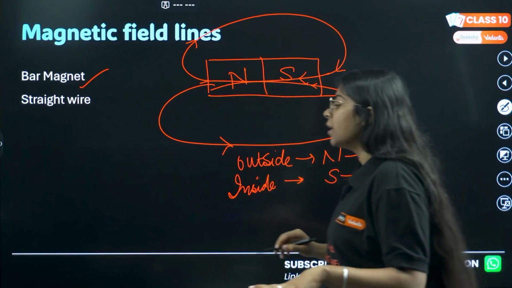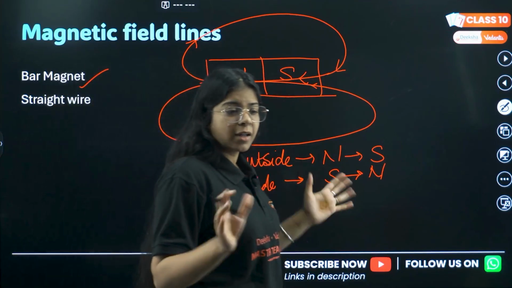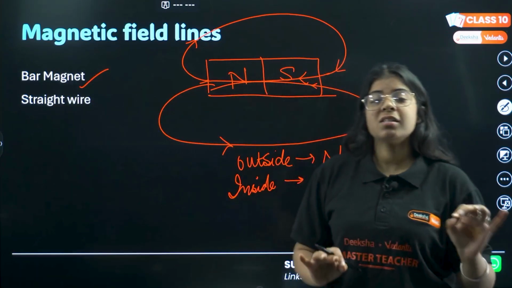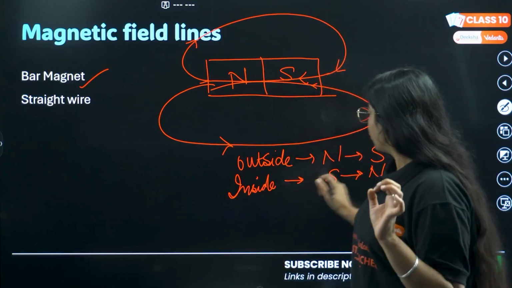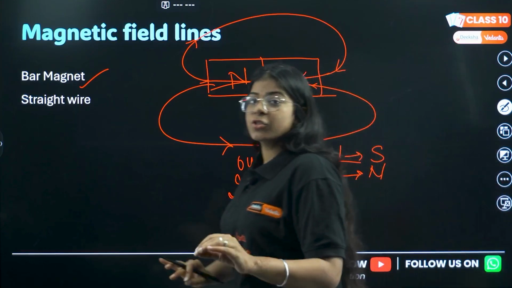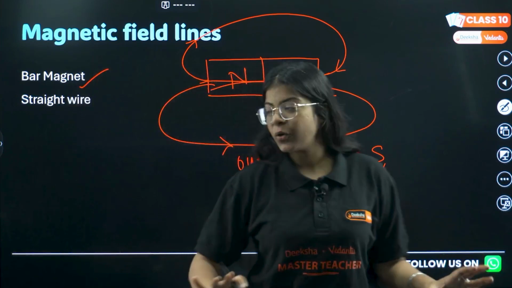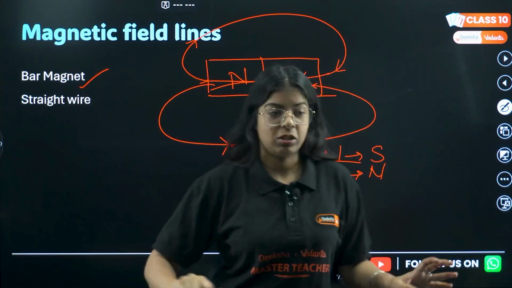It doesn't matter that the field lines are above the magnet, below the magnet, inside the magnet, or outside the magnet. There is just one simple rule: outside north to south, inside south to north. That is your one simple funda. Straight wire we'll see in just a second. Before that, we have to see some other concepts.